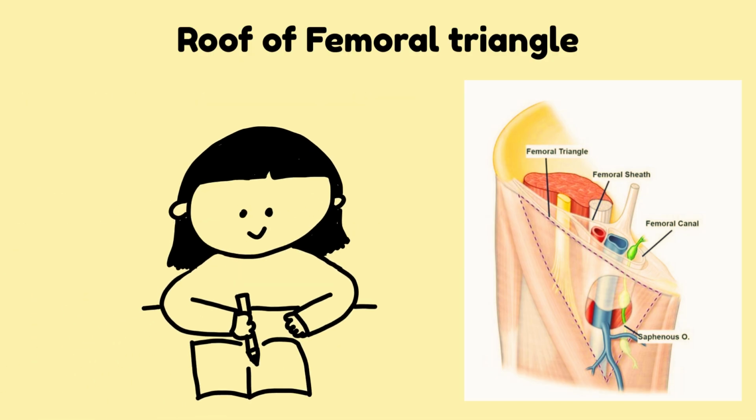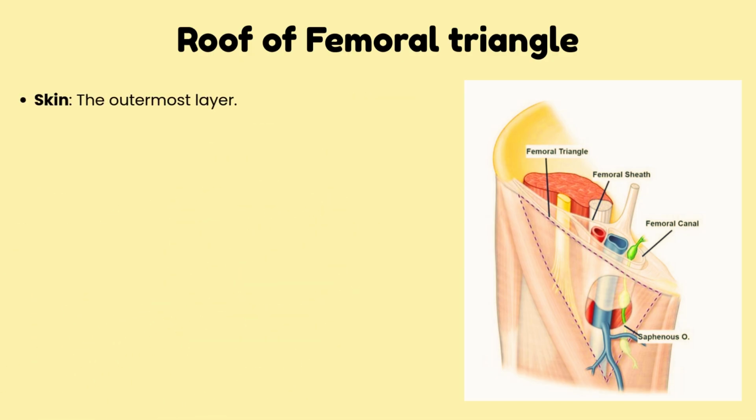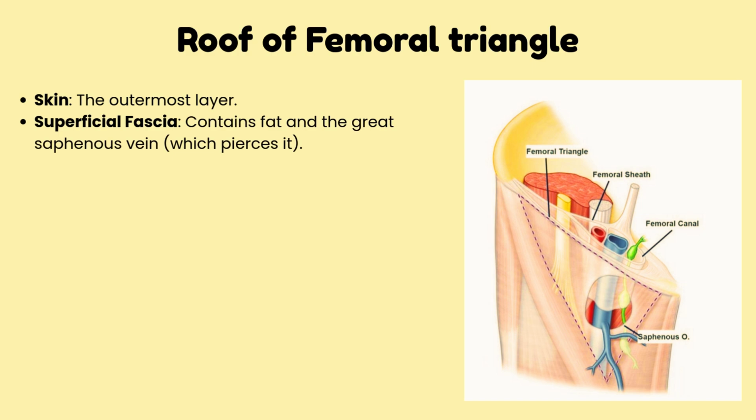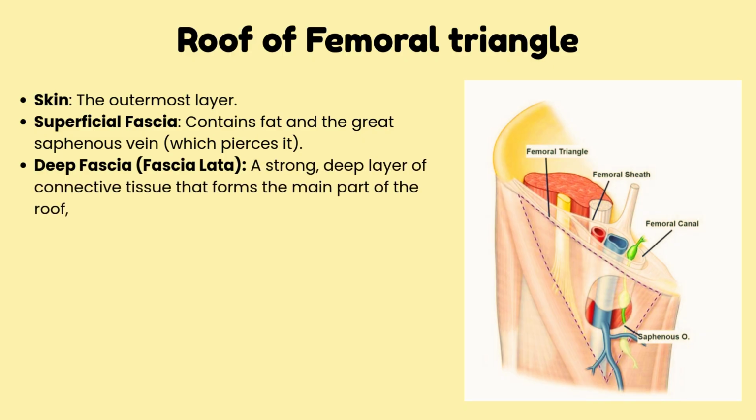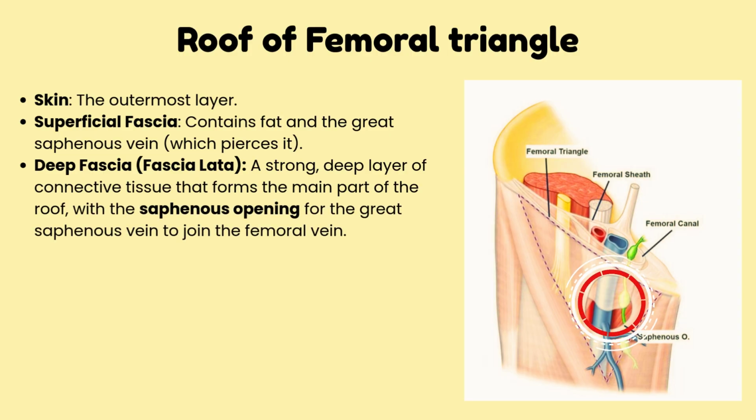It is described in detail as skin. It is the outermost layer. Superficial fascia. It contains fat, and the great saphenous vein, which pierces it. Deep fascia, also known as fascia lata. It is a strong, deep layer of connective tissue that forms the main part of the roof, with the saphenous opening for the great saphenous vein to join the femoral vein.